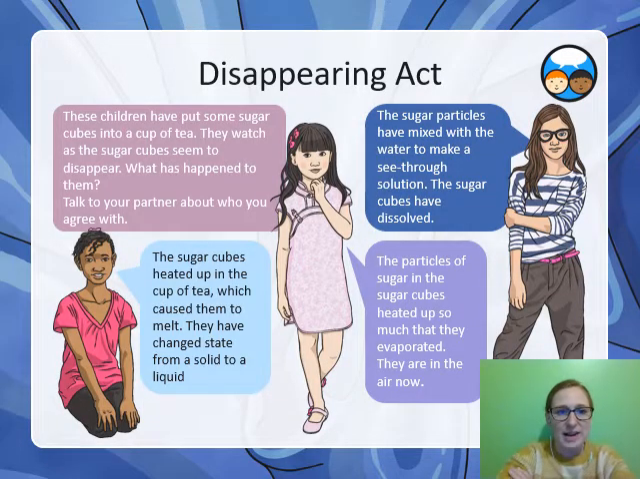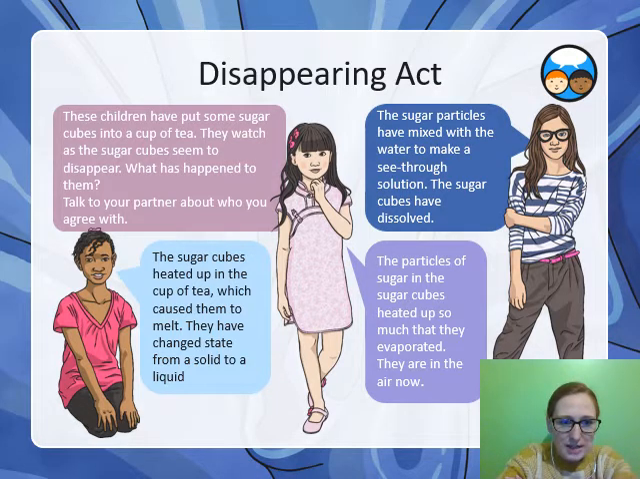Okay, the disappearing act. These children have put some sugar cubes into a cup of tea. The sugar cubes are just lumps of sugar all packed together. They watch as the sugar cubes seem to disappear. What has happened to them? Talk to your partner about who you agree with. You're going to have to imagine you're having a conversation with me here instead of a talk partner. We've got the young lady just below the text there.